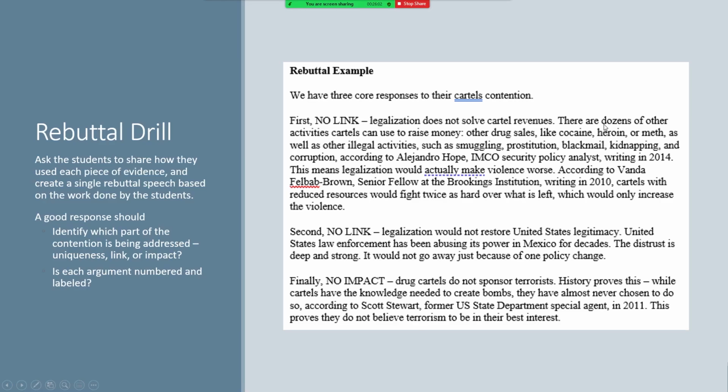And at the same time, we're practicing a different important skill, which is trying to pull out relevant parts of an article and translating that into speech language or debate language. Questions about this drill?